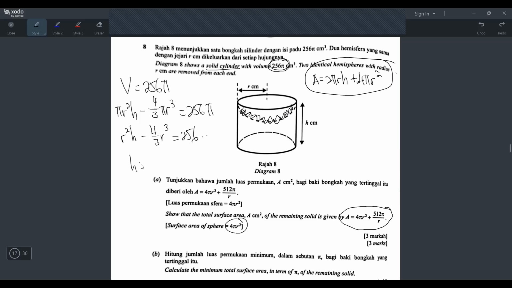And don't forget, I want h. Why do I want to find h? So that I can replace this h, and then later this h will be in terms of r, then I can get the same answer as here. Okay, how to find h? How to make the h single here?